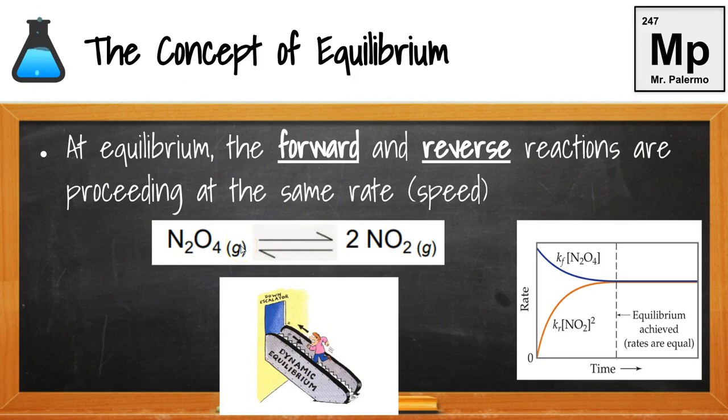A good way to think about that is if you went to the mall on the down escalator and you were walking or running up at the same speed at which it's going down, it's going to appear that you're not moving at all. But in essence, the escalator is still moving and you're still moving. It just happens to be at the same rate or the same speed. And so that's why it's a good example of dynamic equilibrium.